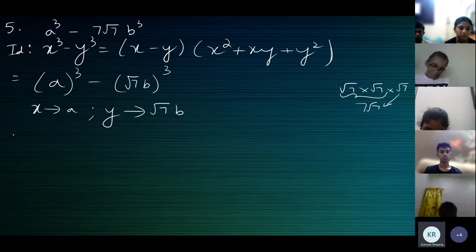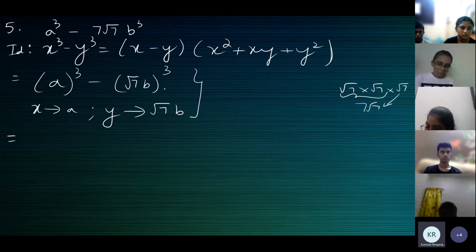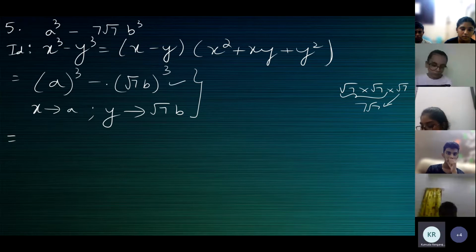So what's the answer? What is this step? In this step, we are only processing the given expression in the form x the whole cube minus y the whole cube. That's not the answer. We're just showing that the given expression is correctly of this form.